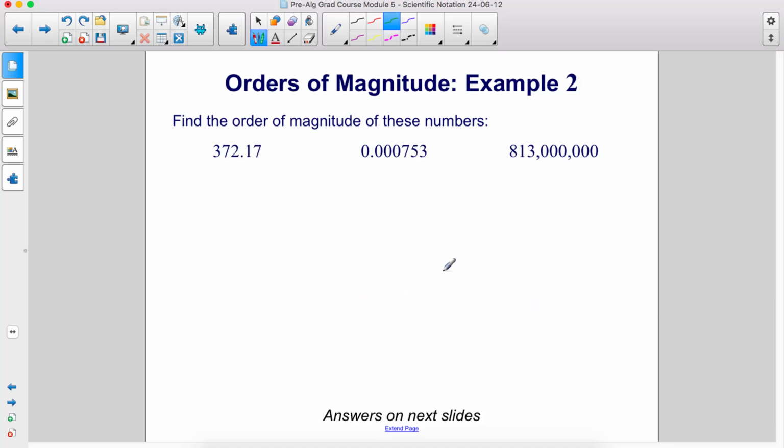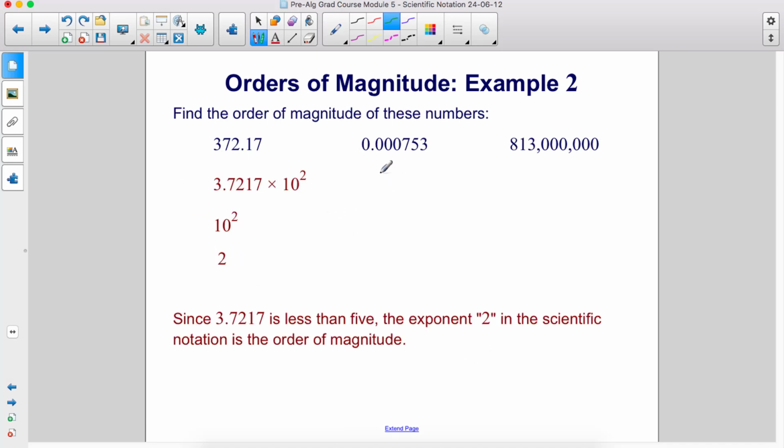Find the order of magnitude of these numbers. All right, so here we're going to put it in scientific notation, so we're going to move the decimal over 2. 3.72, and I'm just going to round it there, times 10 to the, all right, so we had to move it to the left 2, so we have a power of 2. 3 is less than 5, just get rid of it. 10 to the second, order of magnitude is 2.